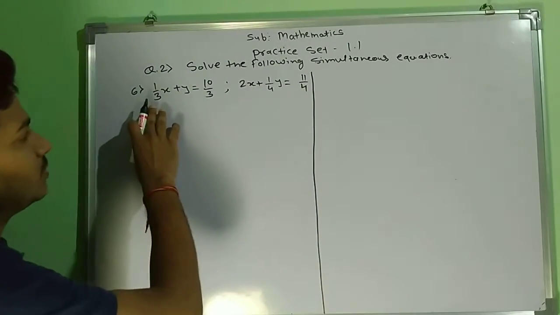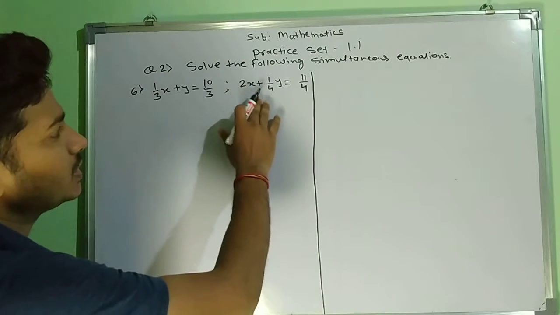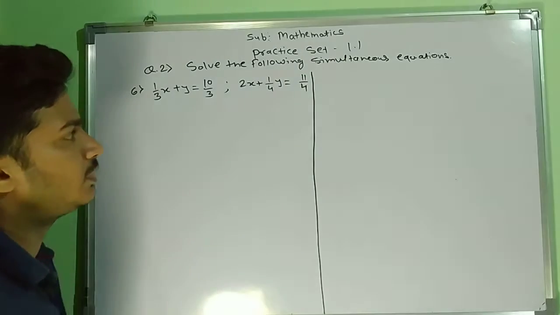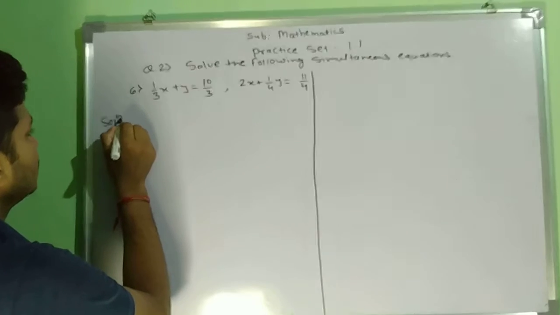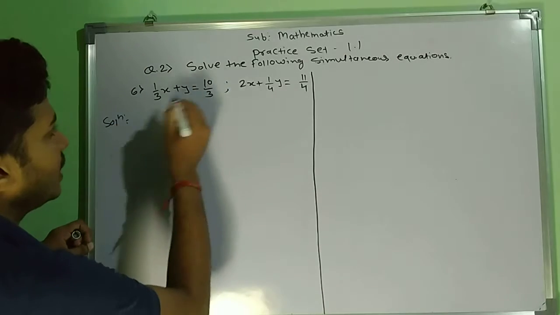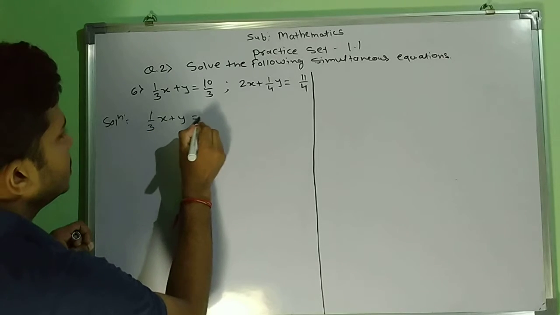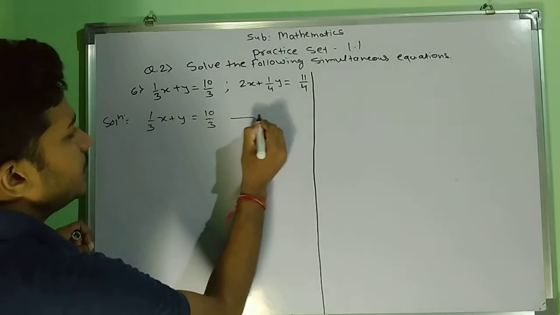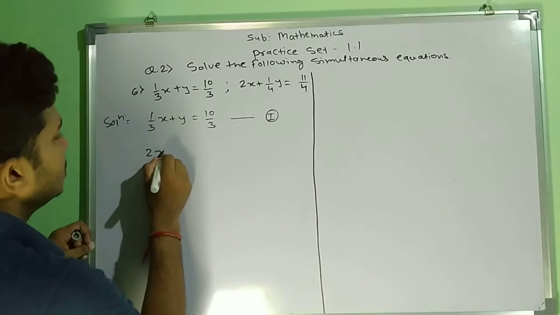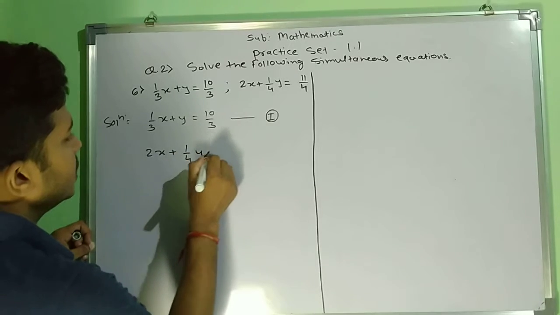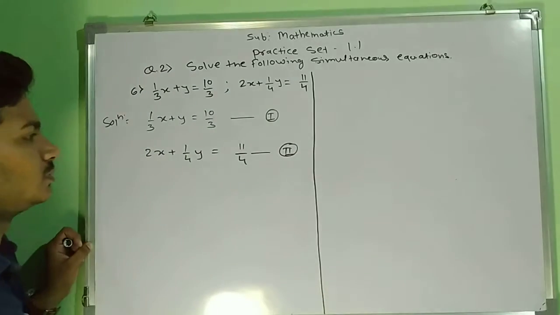So look here, that example is 1 by 3x plus y, which is equal to 10 by 3, and the second equation is 2x plus 1 by 4y is equal to 11 by 4. Now we will try to solve that example. In the solution, we will write the equation 1 by 3x plus y equal to 10 by 3 as equation number 1. Now the next equation is 2x plus 1 by 4y equal to 11 by 4. We will make that equation number 2.